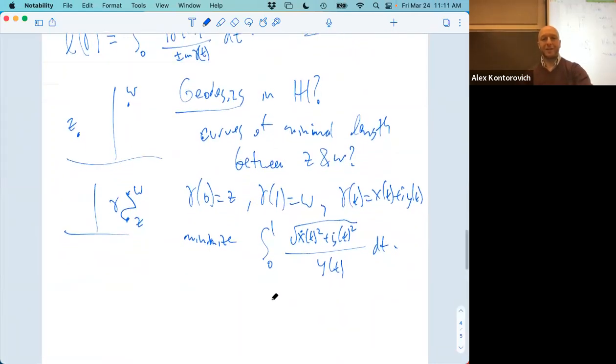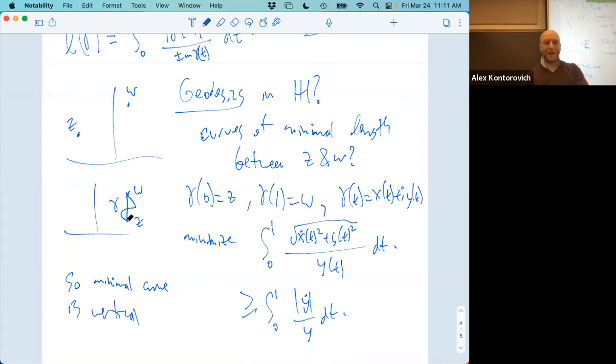This is always at least the same thing if I drop a positive part in the numerator, which is y dot squared, square rooted, so the absolute value of y dot over y. If I drop this term, actually the best thing to do is to just go vertically. So the minimal curve is vertical.